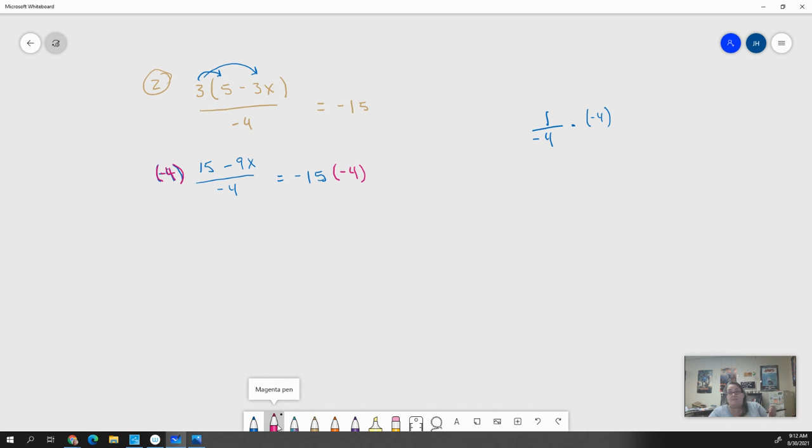Because I can't do something to one side of an equation that I don't do to the other side of the equation. It is the number one law of things being equal, right? I can do anything I want as long as I do it to both sides. So what happens when I do that is this gives me negative 4 over negative 4, which is just 1, which just cancels out. And I'm left with 15 minus 9x equals negative 15 times negative 4, which is positive 60. And so now we're looking at something we know how to work with a little bit better.